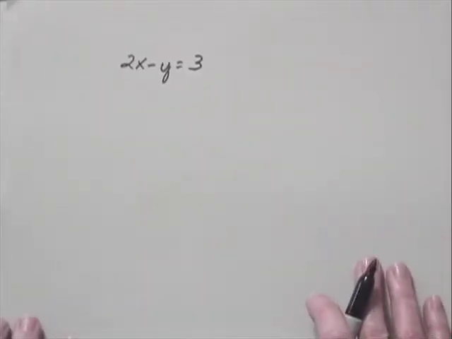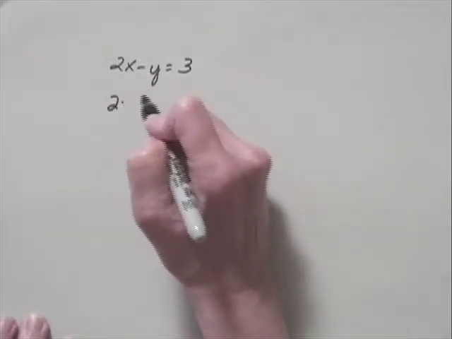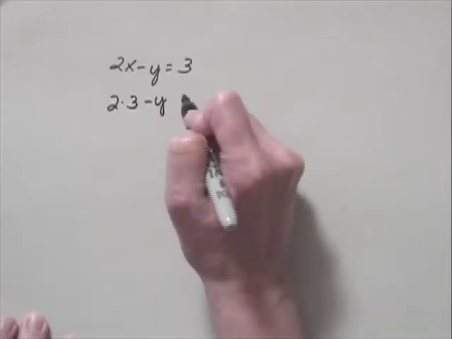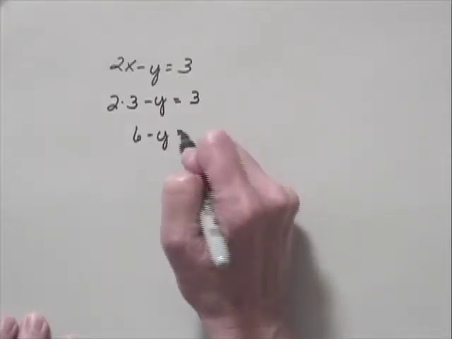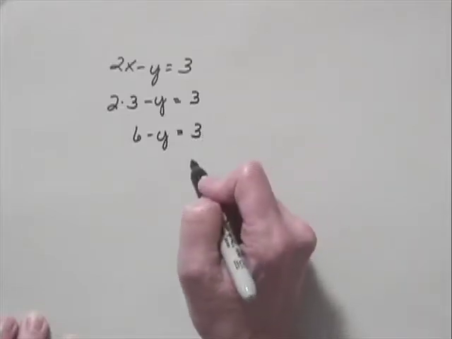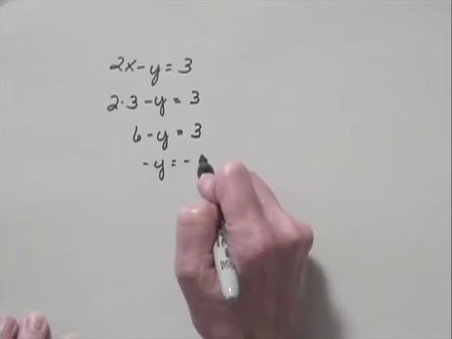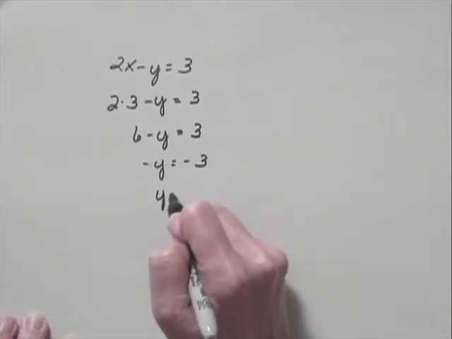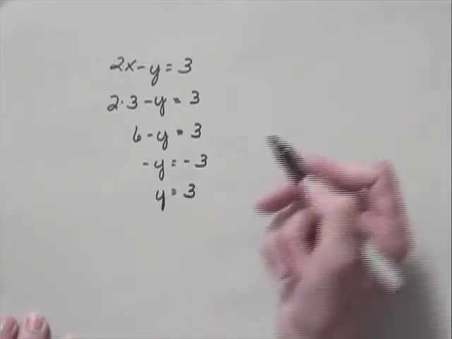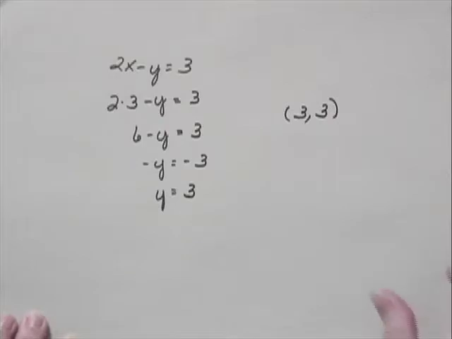Let's go back to the equation and we'll let x equal 3. So we have 2 times 3 minus y equals 3, or 6 minus y equals 3. I'm going to subtract 6 on both sides, and I get the opposite of y equals negative 3. And if I multiply both sides by negative 1, I get y equals 3, so I have the point (3, 3), which is also on the graph of the equation.